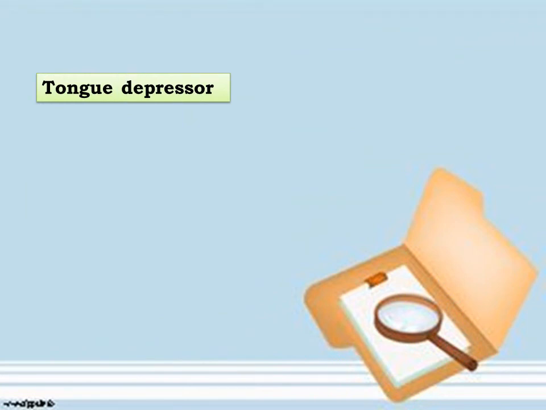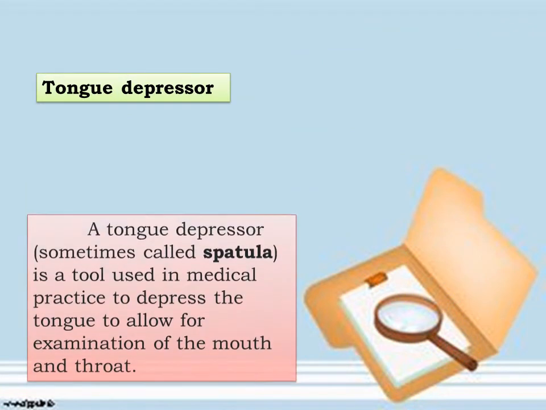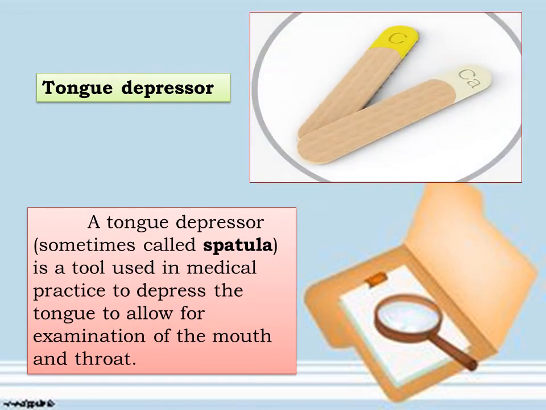Next, we have tongue depressor. So a tongue depressor, or sometimes called spatula, is a tool used in medical practice to depress the tongue to allow for examination of the mouth and throat.